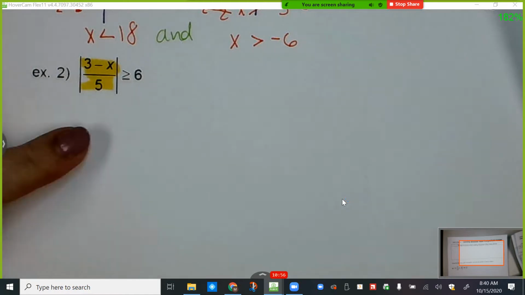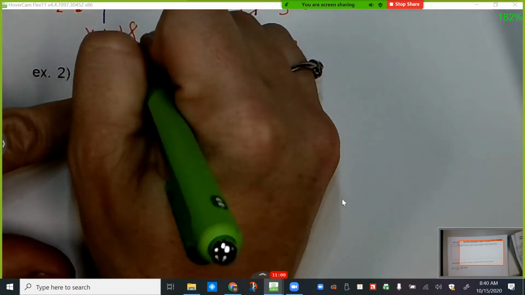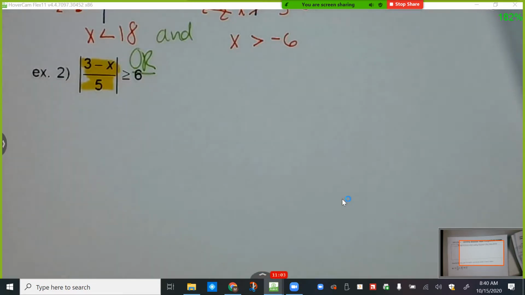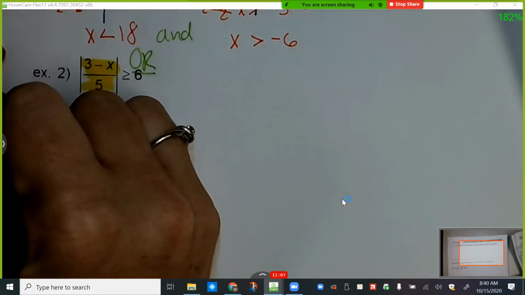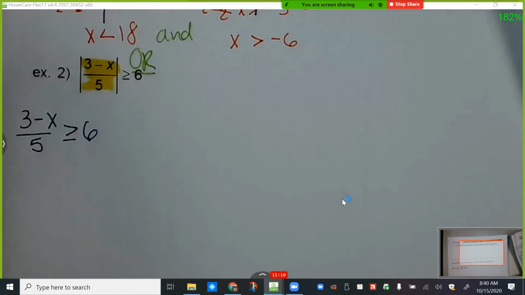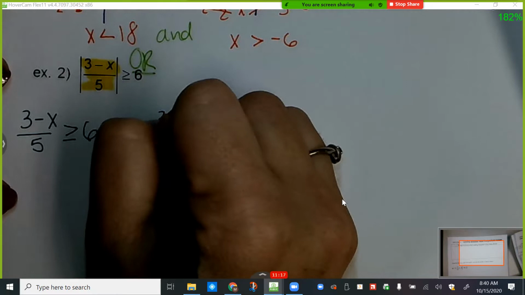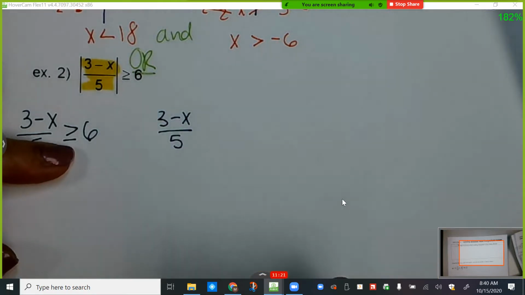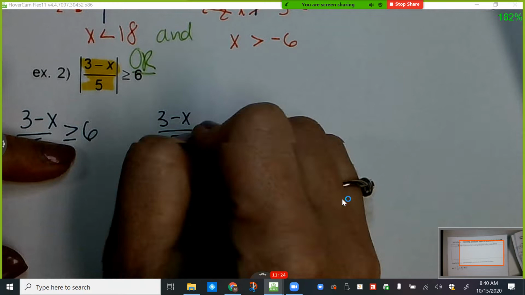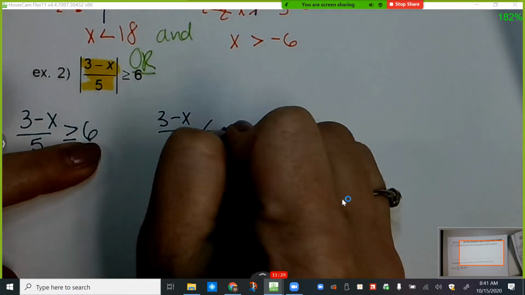Now, one thing I need to know first is this an "and" or an "or"? It's greater, so it's "or." You're exactly right. Okay, so I'm going to rewrite my equation so I get (3 minus x) over 5 is greater than or equal to 6. That's my exact equation without the absolute value bars, right? Then it says opposite inequality, so I still have (3 minus x) over 5. What's opposite of greater than or equal to? Less than or equal to, and negative. So what does this become? Negative 6.